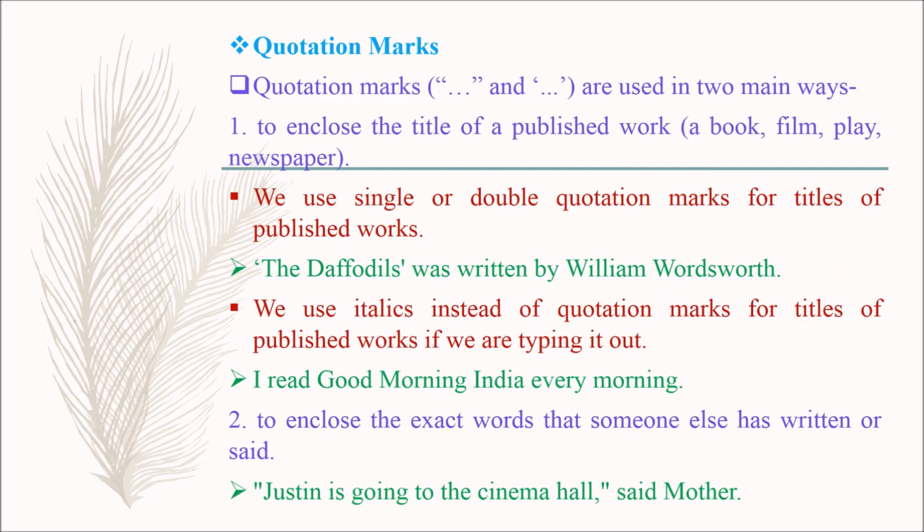Quotation marks are used in 2 main ways. Students, here we can see double quotation marks and single quotation marks. First, let's see the usage. The first usage is to enclose the title of a published work like a book, film, play, newspaper, etc. We use single or double quotation marks for titles of published works.